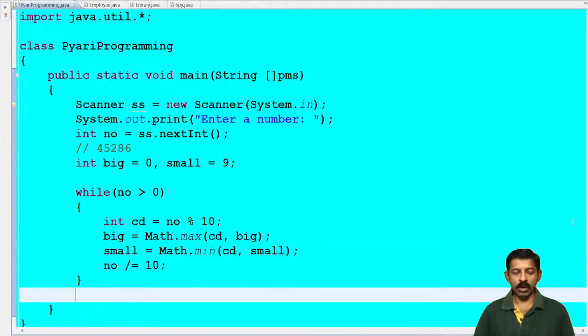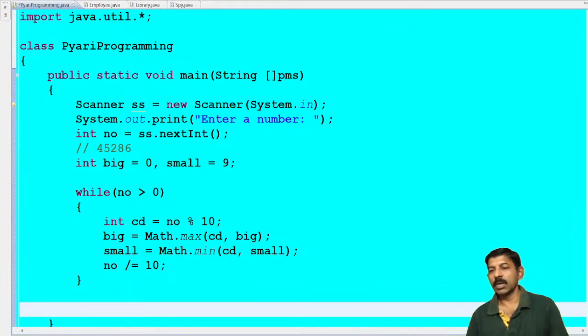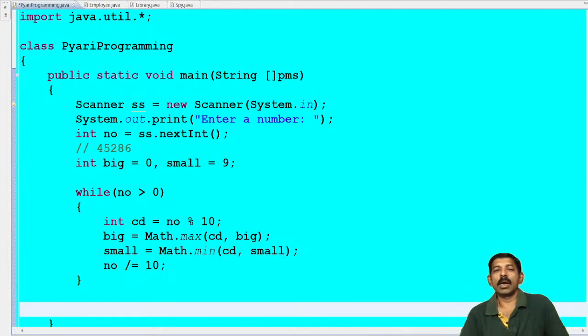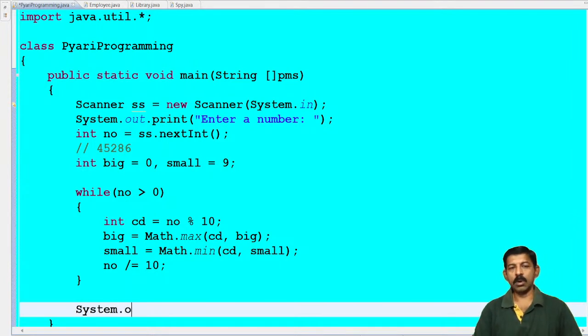Now who can tell me when I will come out of the loop? What is my statement? What is the next statement? Still two candidates have not given their thumbs up. Who has forgotten to give a like? Printing statement. Good, Subhasmita. Printing statement. System.out.print.